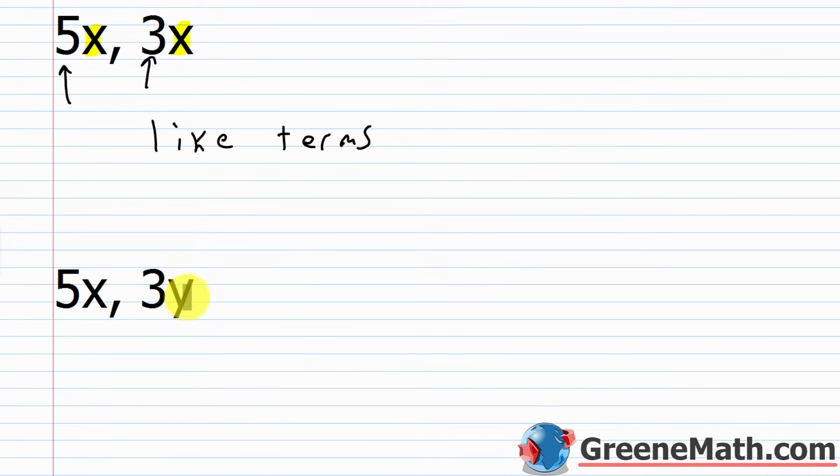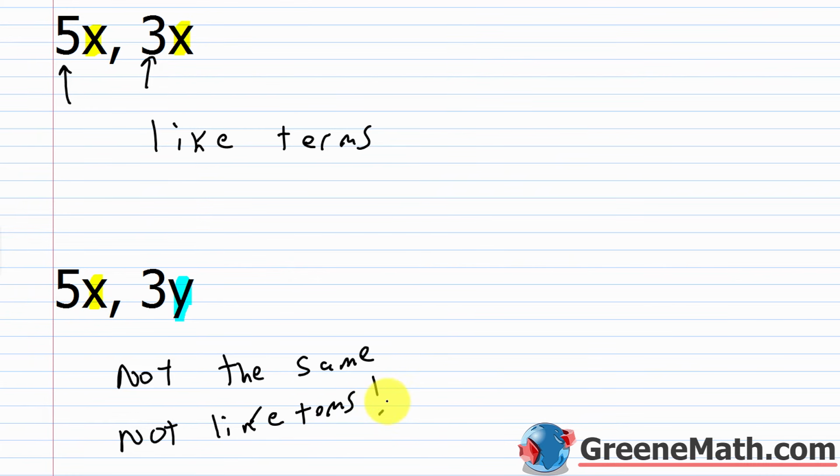Let's look at 5x and 3y. I have x, and then I have y. Those are not the same. Not the same, right? They're different letters, so they're not the same. And so we do not have like terms. These are not like terms.